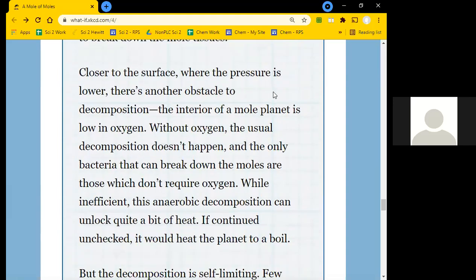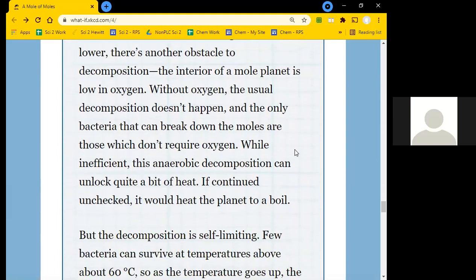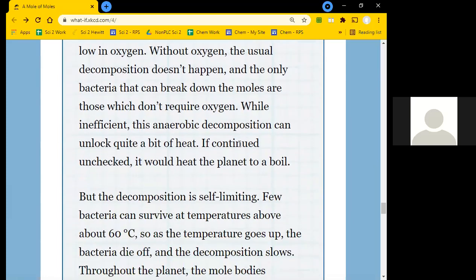But closer to the surface, where the pressure is lower, there's another obstacle to decomposition. The interior of a mole planet is low in oxygen. And so without oxygen, the usual decomposition also doesn't happen. The only bacteria that can break down the moles are those that don't require oxygen, and there are a lot of bacteria that are anaerobic. Now, while this is inefficient, this anaerobic decomposition can unlock quite a bit of heat. If continued unchecked, it would heat the planet to a boil.